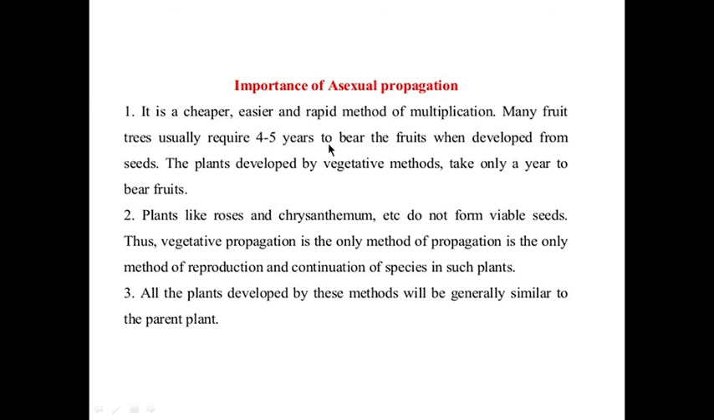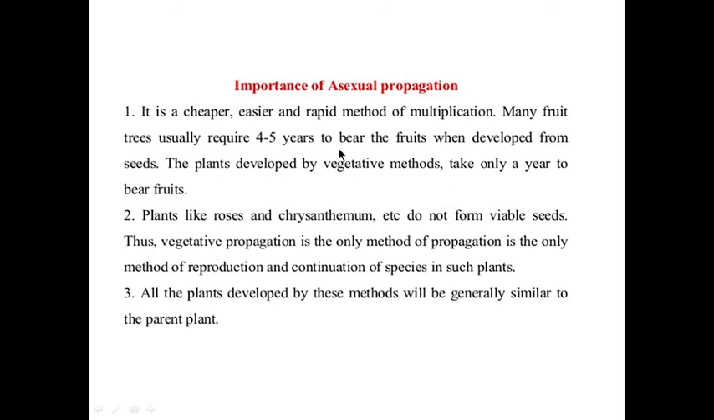Now, the importance of asexual propagation: it is a cheaper, easier, rapid method of multiplication. You just have to cut a part of the plant and place it in the soil, so it is easy, cheaper, and a rapid method of multiplication. It will not have a dormancy period, and due to this rapid multiplication will occur. Many fruit trees usually require 4 to 5 years to bear fruit when they develop from seed. The plants developed by the vegetative method take only a year to bear fruit.